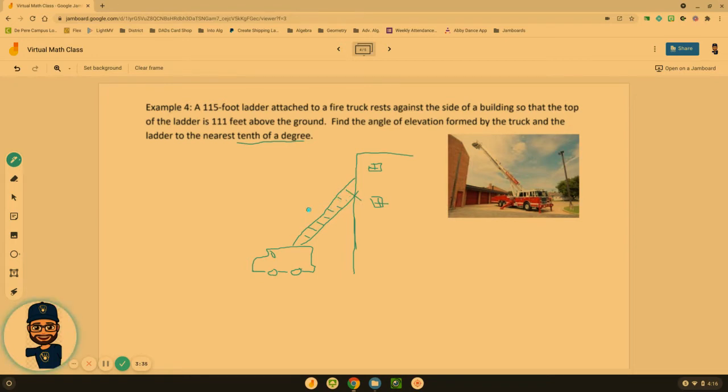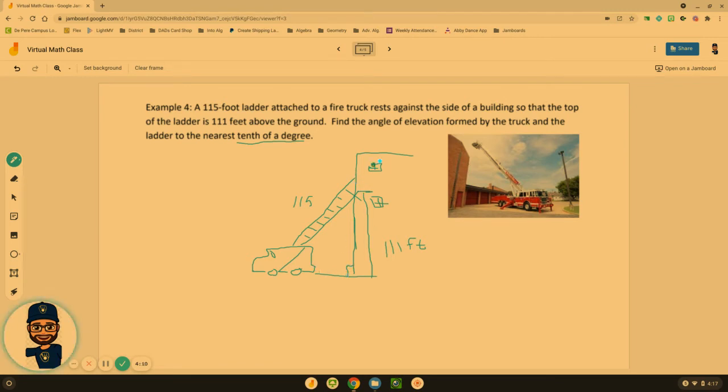The ladder itself is 115 feet. It's also reaching 111 feet onto the building. So from here back down to the ground is 111 feet. So let's just assume for this picture that this 115 includes this distance from the base of the truck all the way up to the top of the ladder. Okay, here is our right angle.